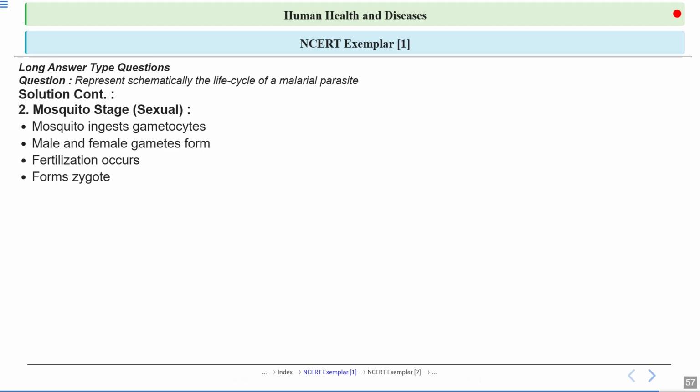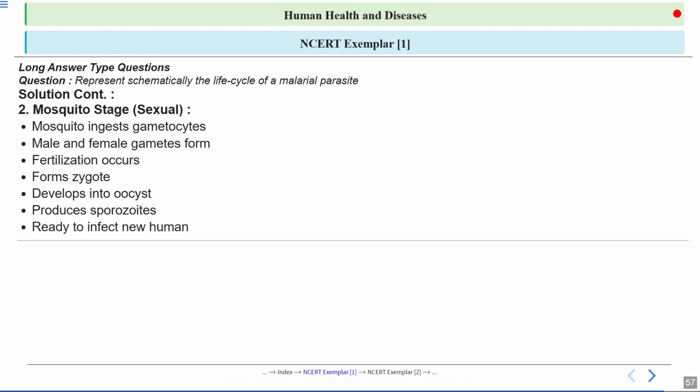After fertilization, what happens? Sporozoites are formed. Clear? So after fertilization, a zygote is formed. It develops into an oocyst. The oocyst develops into sporozoites, and then these sporozoites migrate to the salivary glands of the female Anopheles mosquito. They are stored there, and whenever this female Anopheles mosquito bites a healthy person, it will again transfer the sporozoites into that healthy person. So this is the overall life cycle of Plasmodium.